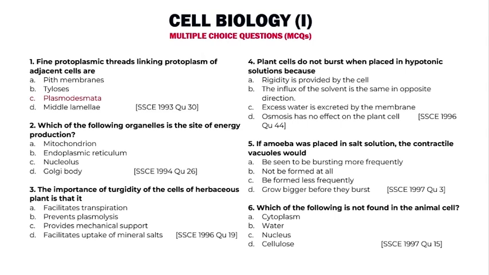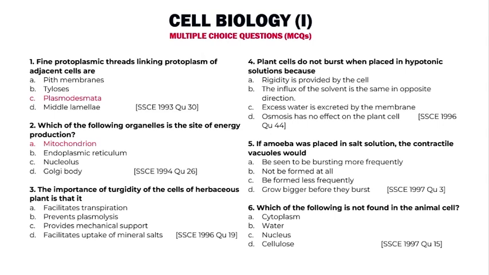Question number 2. Which of the following organelles is the site of energy production? Now, if you study the cell theory or cell biology really well, you realize that among the options given to us: A, mitochondrion; B, endoplasmic reticulum; C, the nucleus; and D, Golgi body or Golgi apparatus. The mitochondrion, A, is termed the site for energy production.